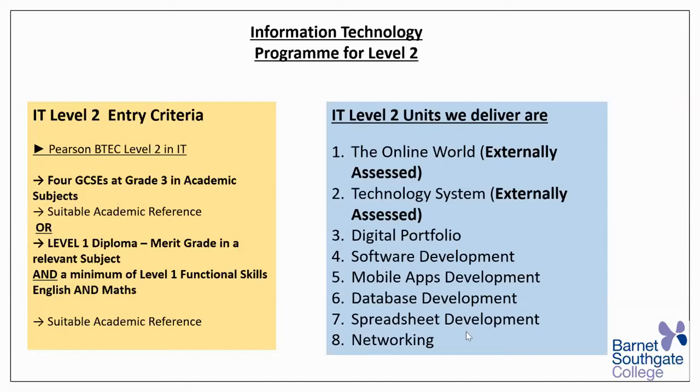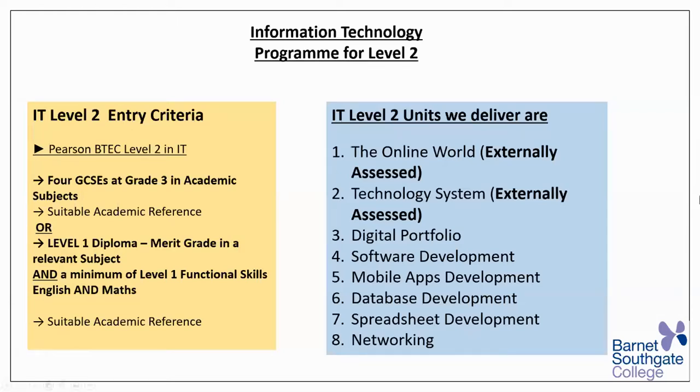So the entrance again for level 2 will be GCSE at grade 3, suitable academic subject, or level 1 diploma, merit grade at minimum, in relevant subjects. So this could be level 1 in business, ICT, science, those kinds of subjects. We're again looking at academic subject. A minimum of level 1 functional skills maths and English as well. We will be looking at maths and English at the GCSE grade as well, within the 4 GCSE grades. It's important because we do have exams running through at level 2.